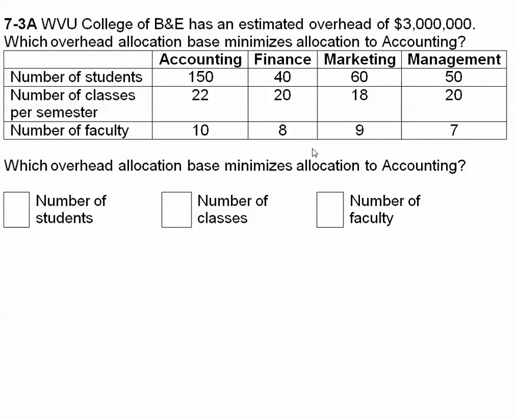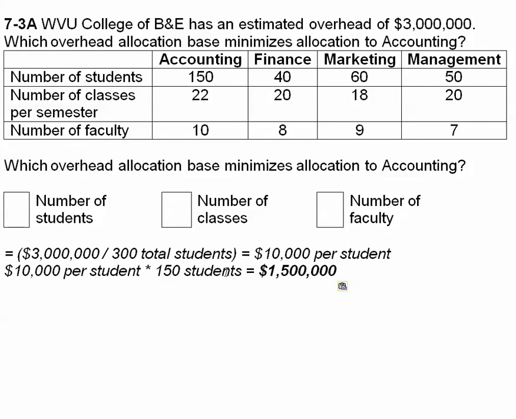All right, let's look at this allocation of overhead. In this problem, what we're going to do is figure out which allocation base or activity would minimize the amount that would go to the accounting department. Well, we've already seen in a previous problem that if you use the number of students, you would have 1,000,005 going to the accounting department.